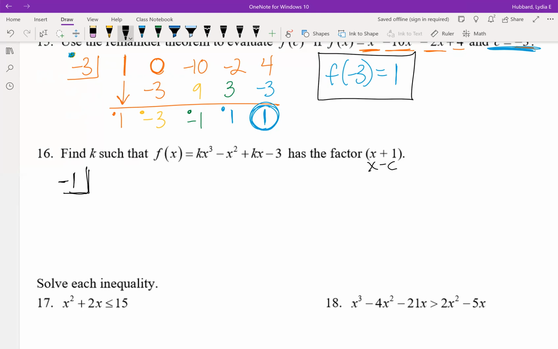Okay, and now we're going to list out our coefficients. So the coefficient of the first one is k. Coefficient of the second is -1. Coefficient of the third is k. And coefficient of the last one is -3. We didn't have any placeholders we needed to include, so we're okay so far. So I'm going to show 2 ways to do this.